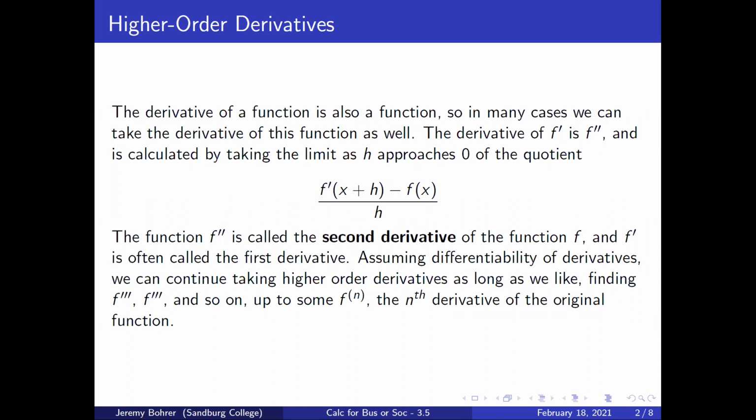The function f double prime is called the second derivative of the function f, and f prime is often called the first derivative. Assuming differentiability of derivatives, we can continue taking higher order derivatives as long as we like, finding f triple prime, f quadruple prime, and so on, up to some f^(n), the nth derivative of the original function.